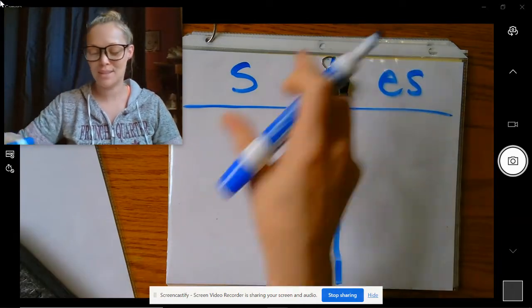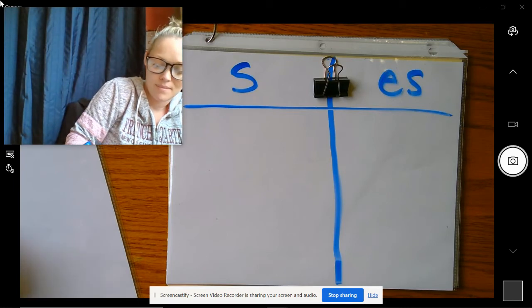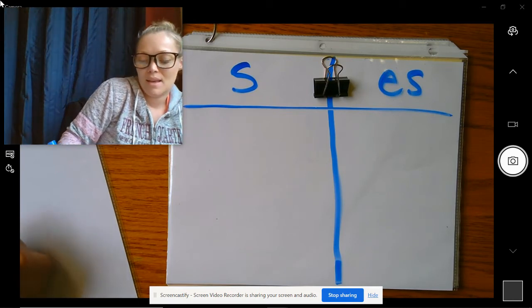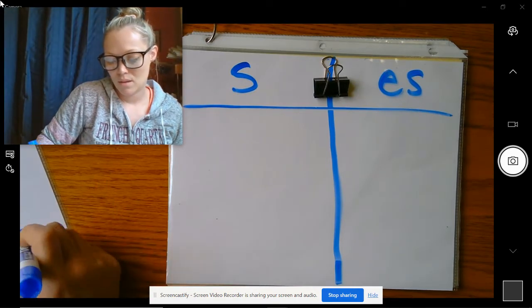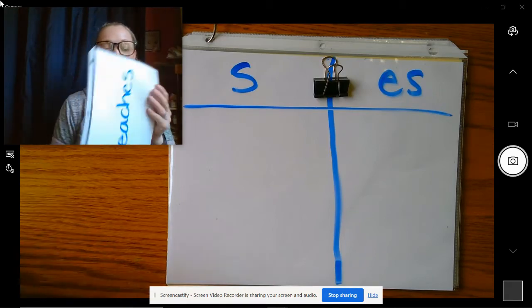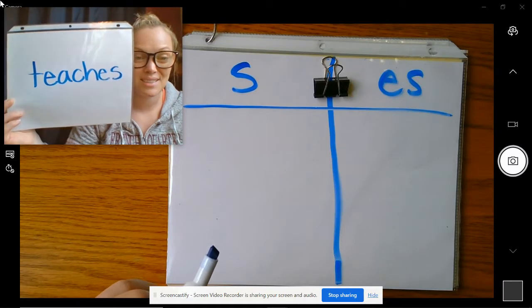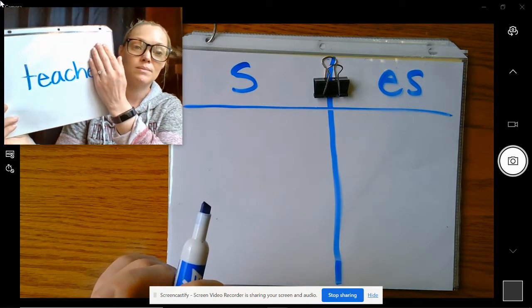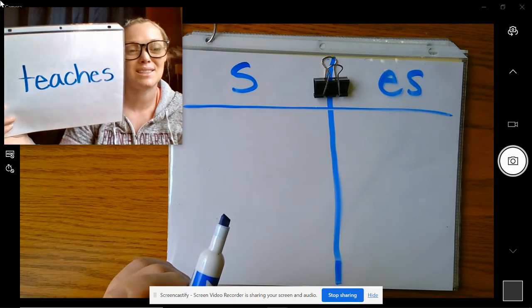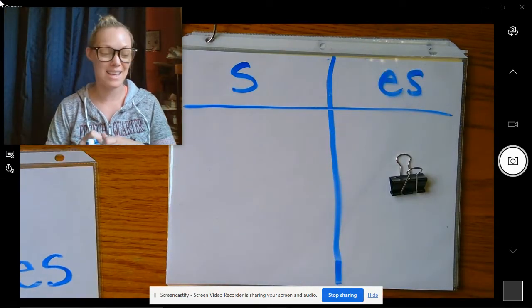And here's your last one. He might teach the class a new math skill, but if it's happening right now, he teaches the class a new math skill. Teaches. What do we change about teach? The teach becomes teaches. We add that ES that says ES at the end.